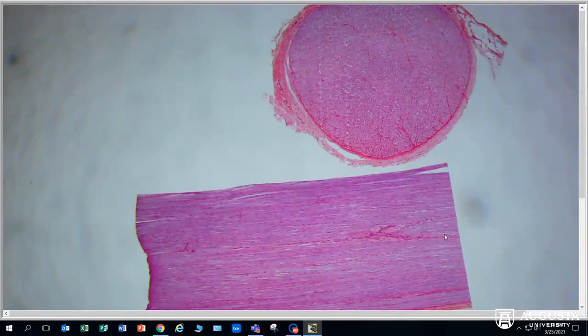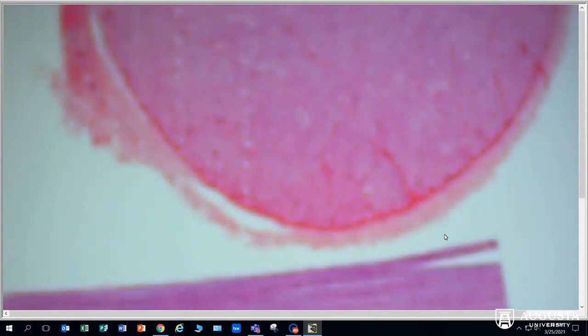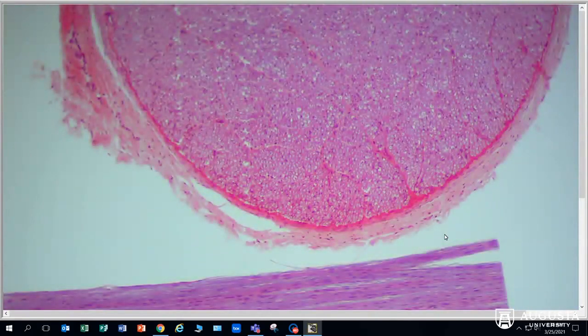I want to focus first on the cross-section of the nerve. In the cross-section of the nerve, we know that a nerve is organized and surrounded by connective tissue layers very much the same way that the muscle fiber is. The entire nerve is surrounded by the epineurium, which we can see surrounding the entire nerve.